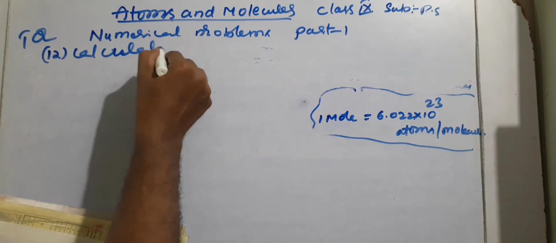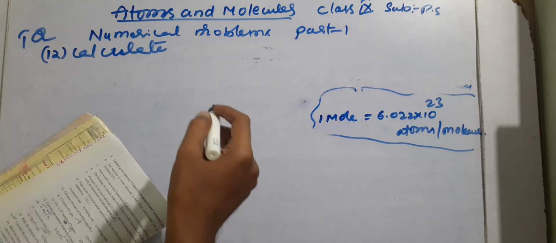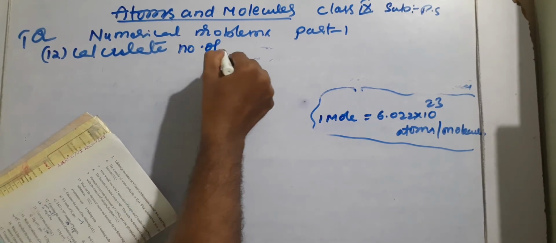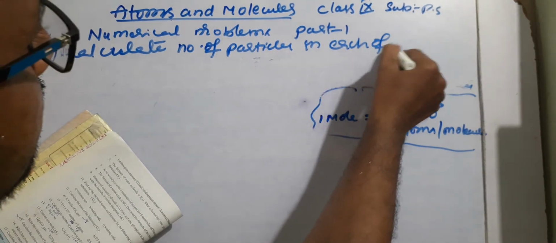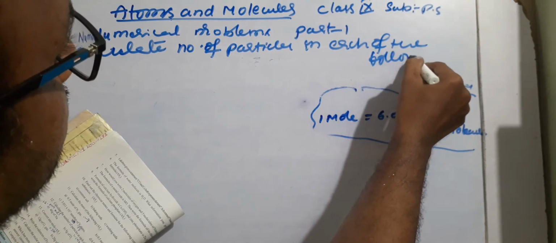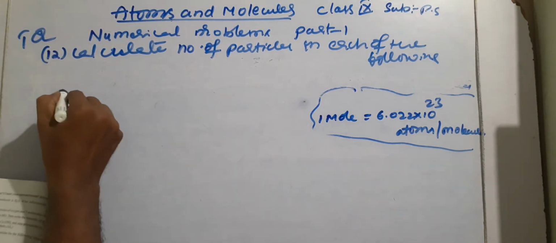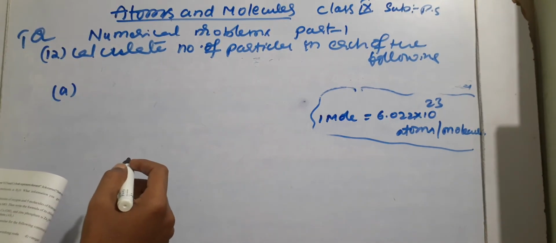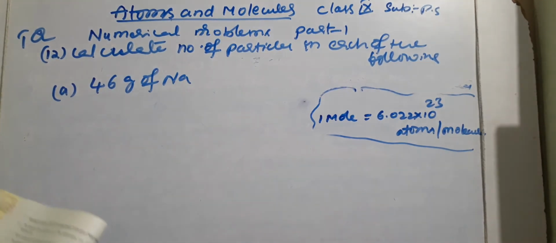Calculate the number of particles in each of the following. So here also we want to use this concept. First one, question A, is given, students: 46 grams of sodium, Na. So how many particles are there in 46 grams of sodium? That is, how many sodium atoms are there?